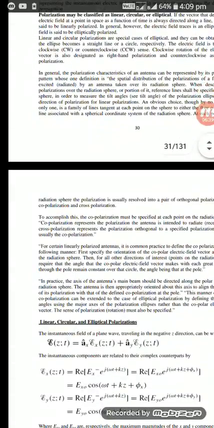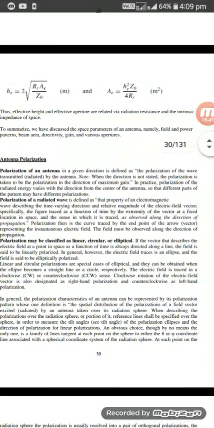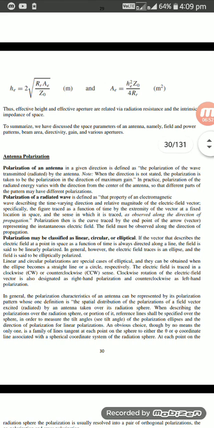And next go for antenna polarization. The polarization of the antenna is given in the defined direction. You have the polarization of the wave transmitted or radiated by the antenna. Note that it is radiation by the antenna. When the direction is not stated, the polarization's radiation energy varies with the direction from the center of the antenna, so that different parts of the pattern may have two different polarizations.